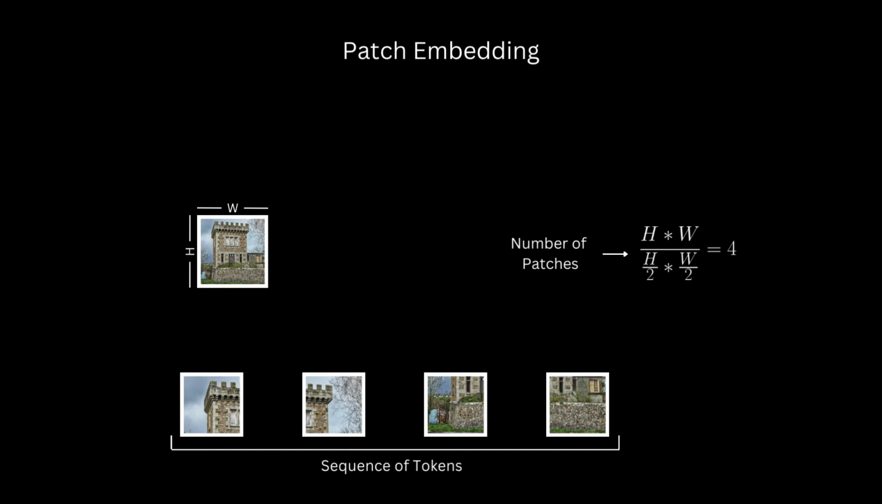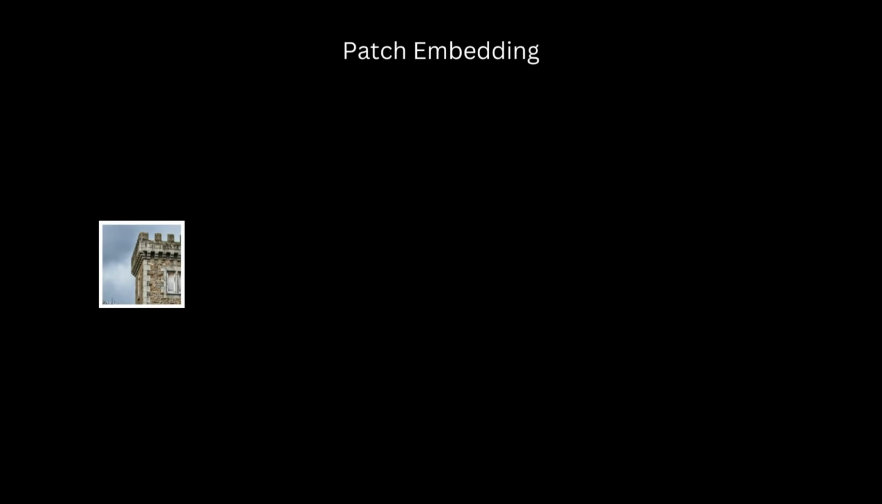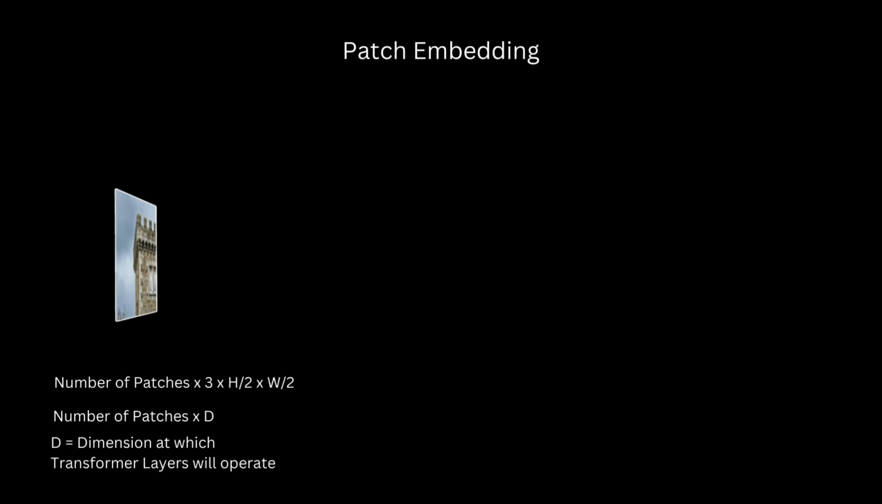However, we are not done yet. All the layers of transformer operate on the same dimension, and the inputs are required to be of the shape N cross D, where N is the sequence of tokens, which in our case is the sequence of patches, and D is the transformer dimension. So our input to the transformer layers needs to be 4 cross D, but what we have here is a sequence of 3-channel images, each being H by 2 cross W by 2.